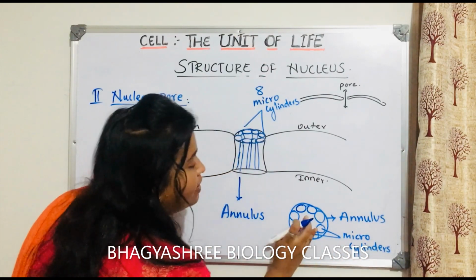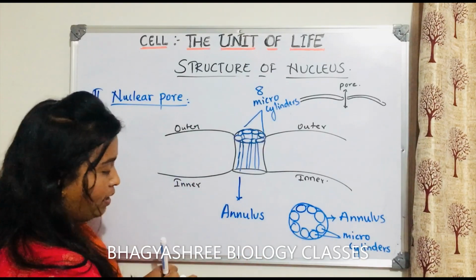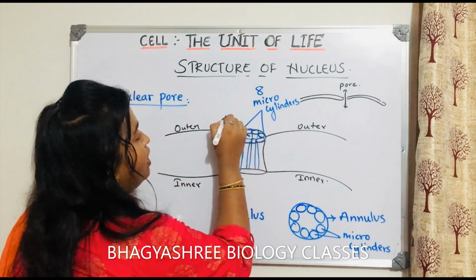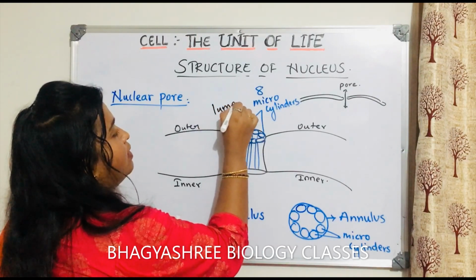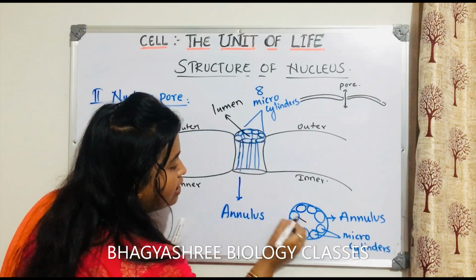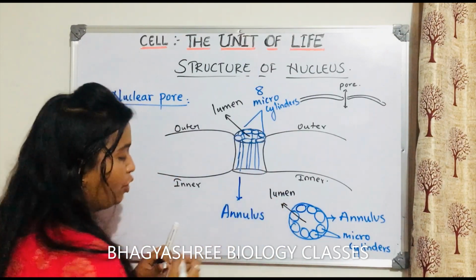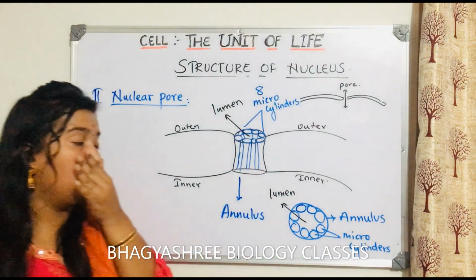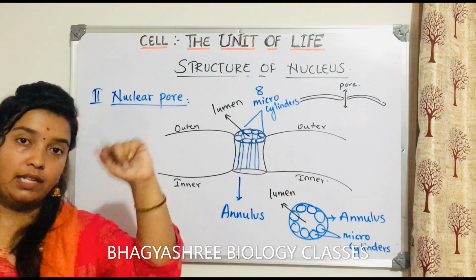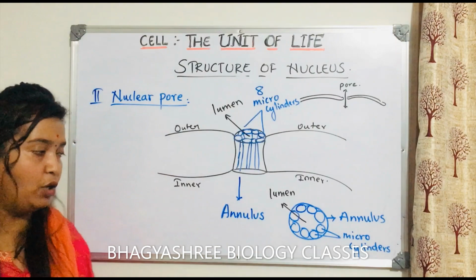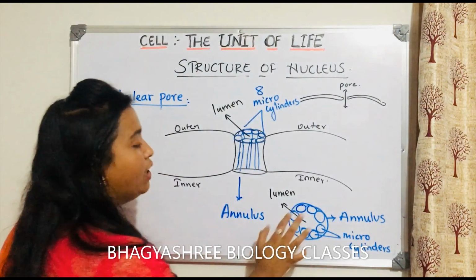Okay, then this space is called the lumen. What do you call this space? This space here is called the lumen. Same thing I'll show here. This space is called the lumen. A space is usually called a lumen. This lumen we have already come across in thylakoids also. So thylakoids also have this lumen, the same lumen here also. So this is called the lumen.